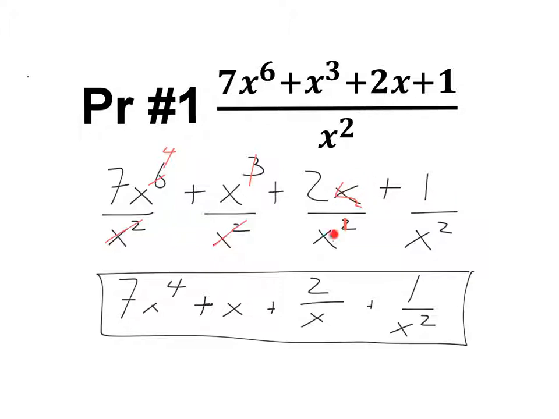Here I can take away 1x on top, right? I have 1x on top and 2 on bottom, so that means if I was to cancel out one of those, I'd still have 1 on the bottom. So this is 2 over x, and then this is just simply 1 over x squared. Doesn't really simplify much more than that.